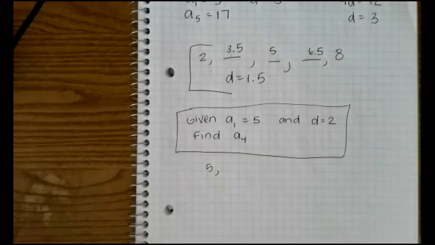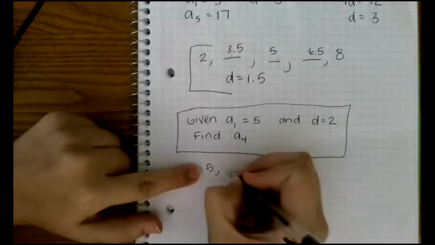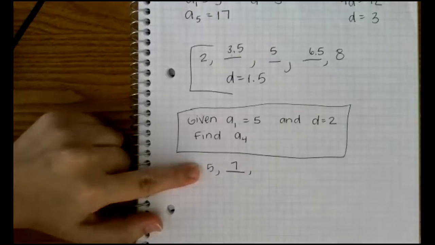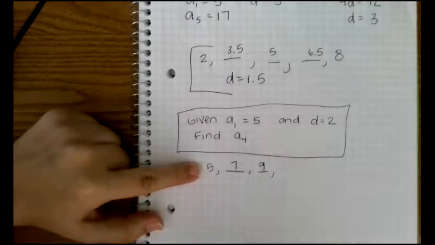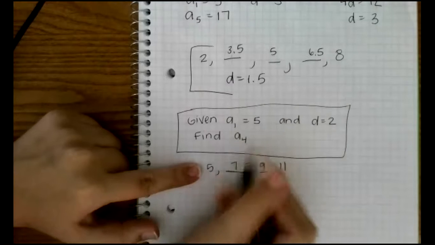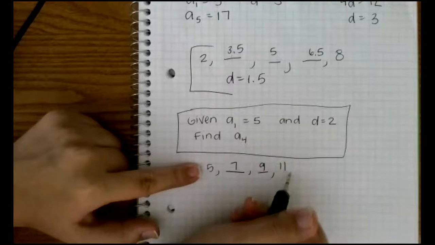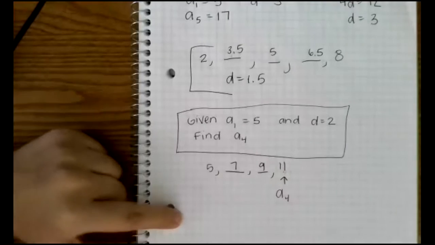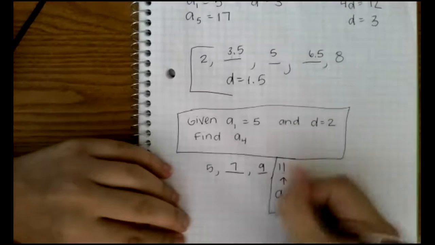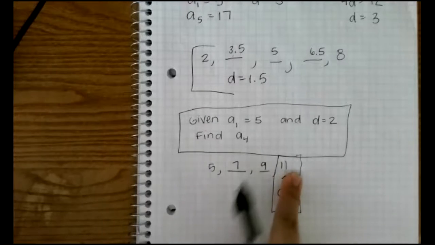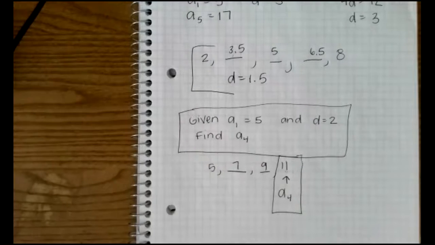So if this was me and they were asking me this, first term is 5, I'm just supposed to add 2 to get to the next term, and add 2 to get to the next term, and add 2 to get to the next term. And that's the one they were asking for. That's a sub 4, the fourth term. If the problem is that simple, then please just list them out and find it. Don't make it harder than it has to be.